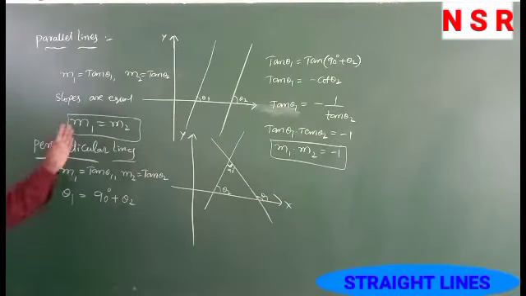If two lines are parallel, slopes are equal, that is m1 equal to m2. If two lines are perpendicular, then the product of slopes is equal to minus 1, that is m1 into m2 equal to minus 1. So you remember these two conditions. If two lines are parallel, m1 equal to m2. If two lines are perpendicular, m1 into m2 equal to minus 1. So next one is intercepts.